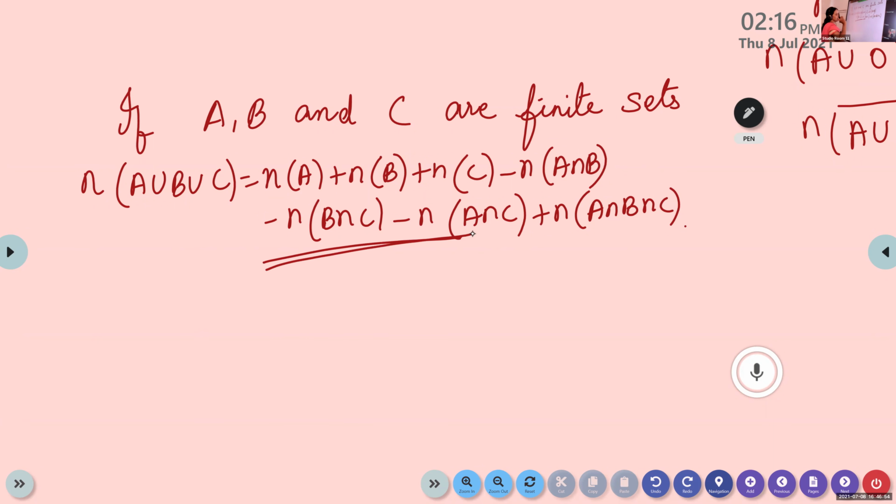Write down this formula. N of A union B union C is N of A plus N of B plus N of C minus N of A intersection B minus N of B intersection C minus N of A intersection C plus N of A intersection B intersection C. This is the formula for three sets.